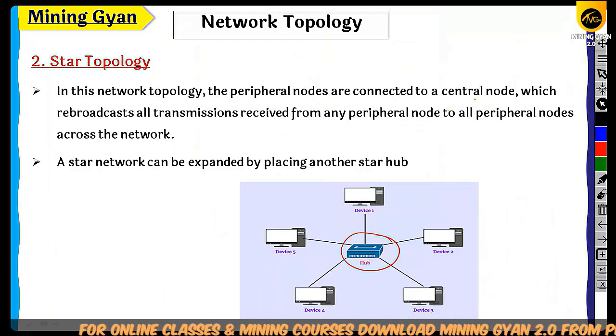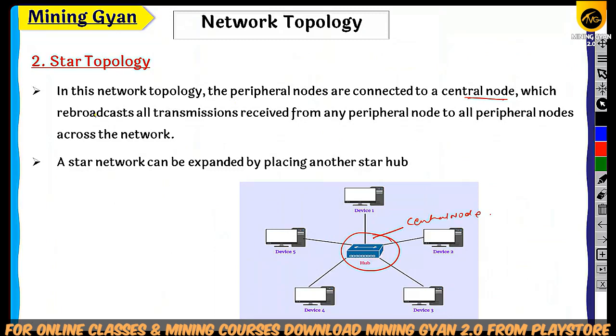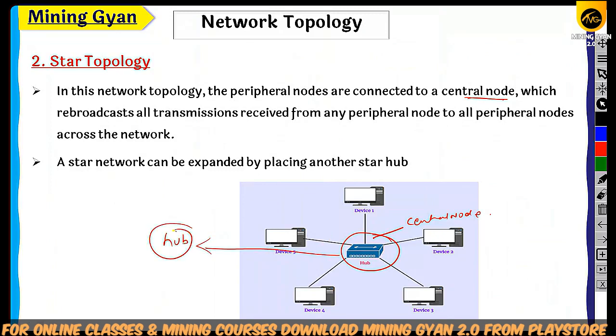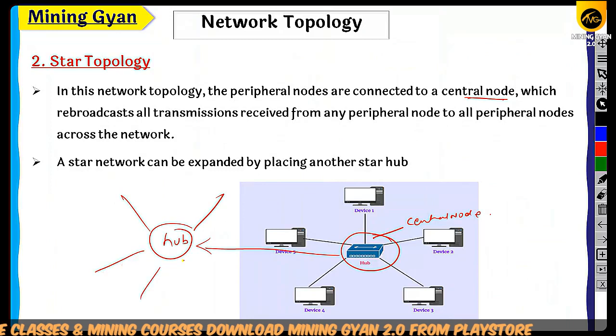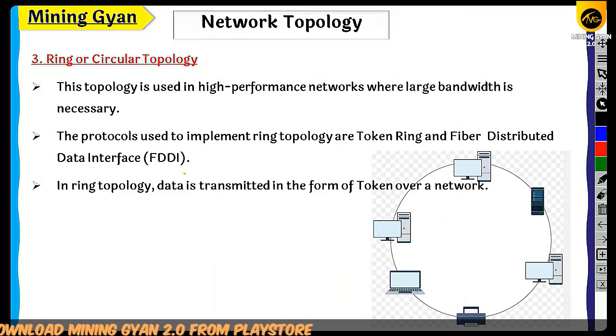It is connected to a central node, which is called the hub. This is the central node, which rebroadcasts all transmissions received from any peripheral node to all peripheral nodes across the network. A star network can be expanded by placing another star hub. So suppose you can connect another hub, and again you can create another star in this type of network or star topology.